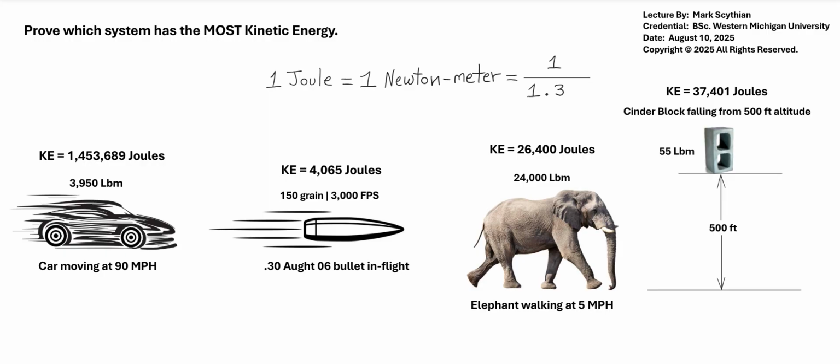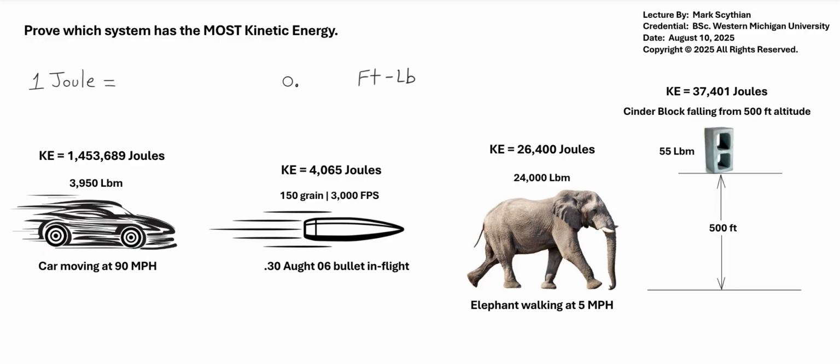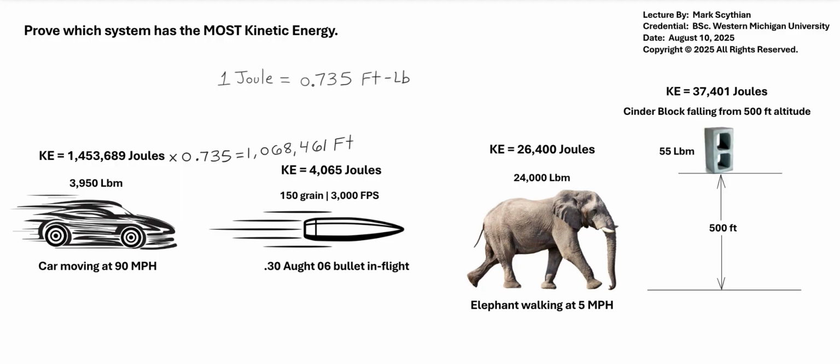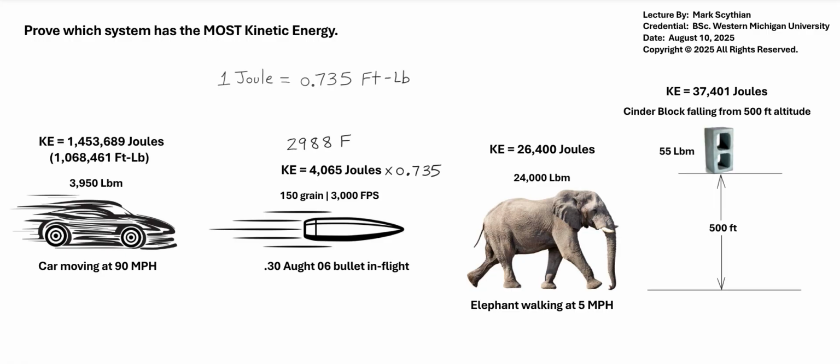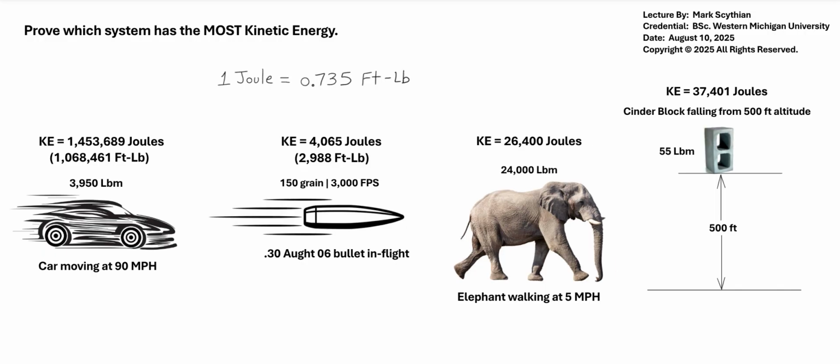And then 1 joule is also known as 1 Newton meter. And this is the ratio of 1 over 1.36 foot-pounds. So if we just convert the 1 over 1.36 into its decimal value of 0.735, dividing 1 by 1.36, we get 1 joule is equal to 0.735 foot-pounds. So if we just take the joule value, we can quickly convert the foot-pounds equivalent to the joules kinetic energy values.